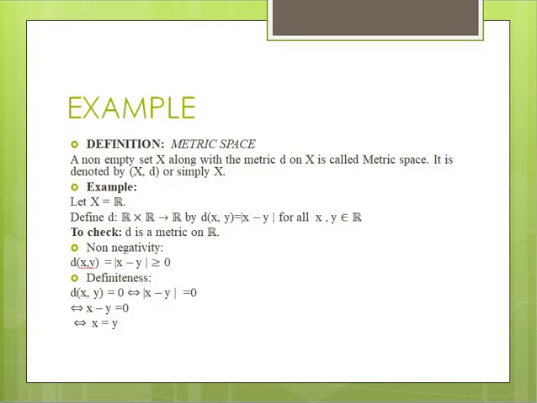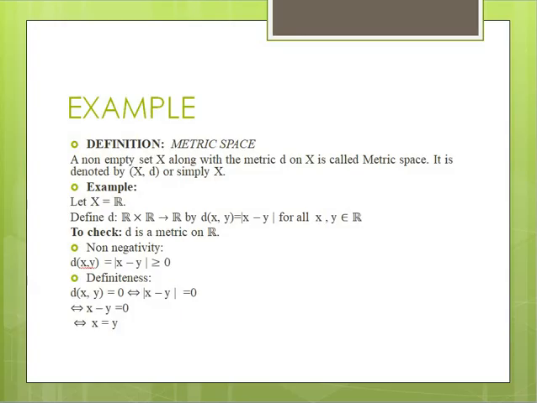Some examples of metric space. We already saw the definition of metric space. A non-empty set along with the metric d is called a metric space, and it is denoted as (X, d) or simply X. Some examples: R is a metric space. We define d from R cross R to R with distance between x, y equal to modulus of x minus y for all x, y belongs to R.